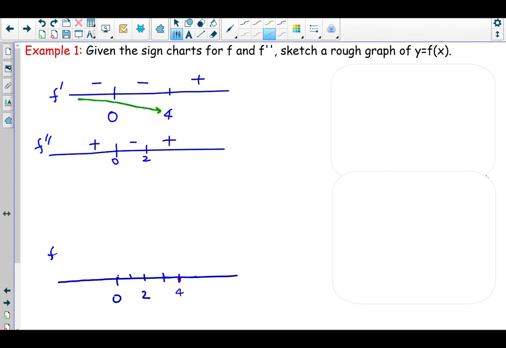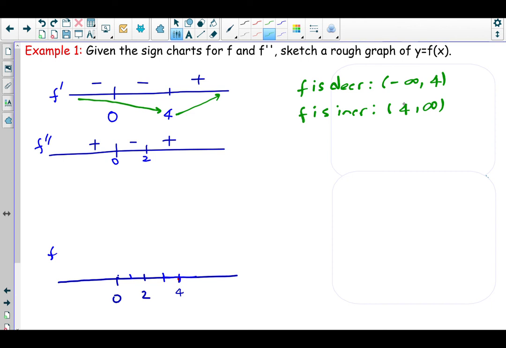And we're assuming that f is a polynomial function here, so it's continuous everywhere. In addition, f prime is positive from 4 to infinity, so the graph should be rising, right? So already we have quite a bit of information. So we know that f is decreasing from the sign chart of f prime. f is decreasing from negative infinity all the way to 4. And f is increasing from 4 to infinity.